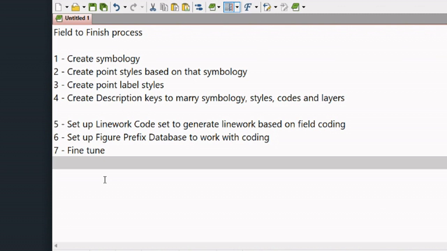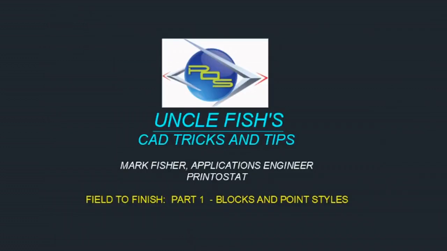We're going to look at the symbology and the point styles, points one and two up there on the screen today. After that, we'll take a look at a point label style, followed by description keys. The description keys are where the real power starts to take place, but we've got to get there first. Then we'll take a look at the line work piece. We'll take a look at line work code sets and figure prefix databases to get all of the automation tuned in and happening so you can save some money. And last but not least, once we're there, we'll fine tune it all and see what we can get put together. All right, let's take a look at what we got here.